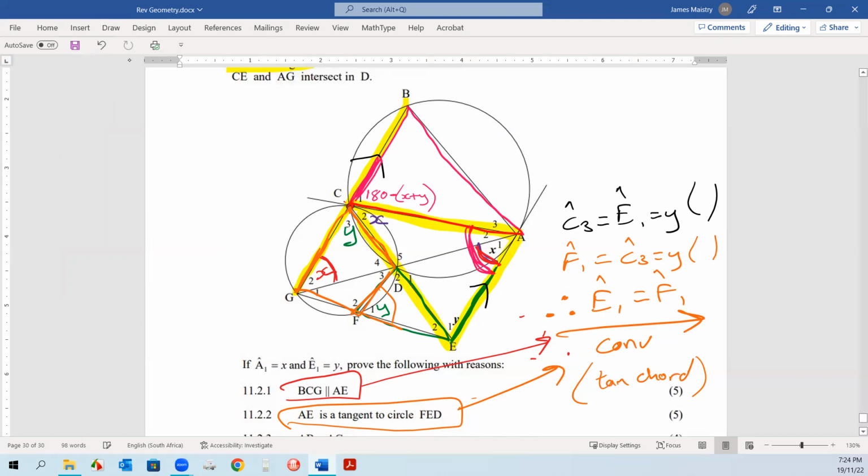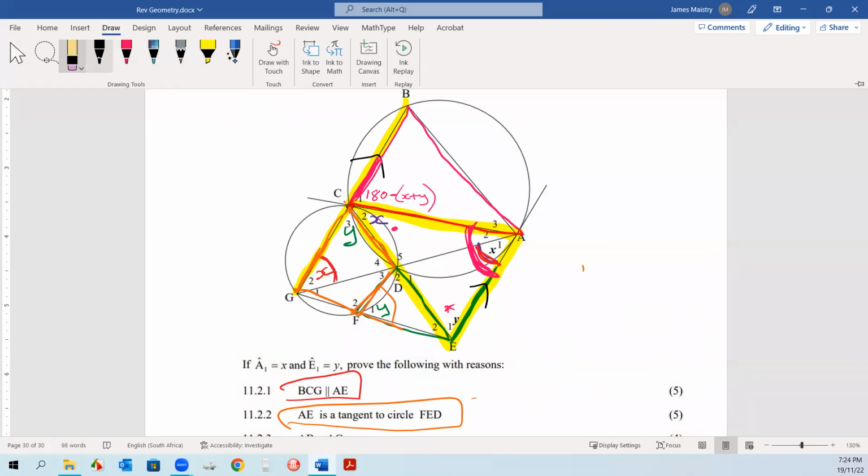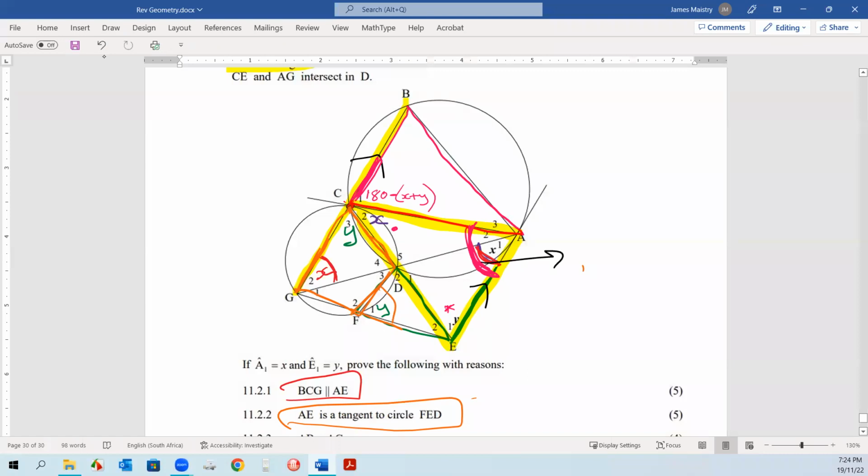If we use some angles of a triangle, it allows us to find this angle A1 and A2. Remember, C2 is X, E1 is Y. So therefore, this whole angle here is actually 180 using some angles of a triangle, 180 minus X plus Y. Does that make sense?